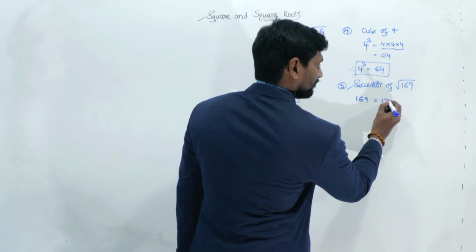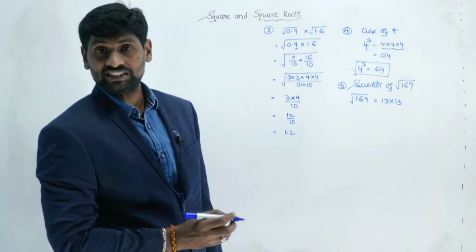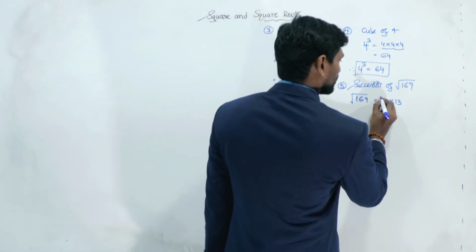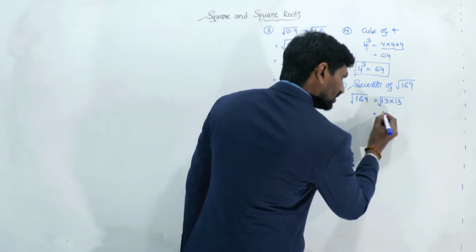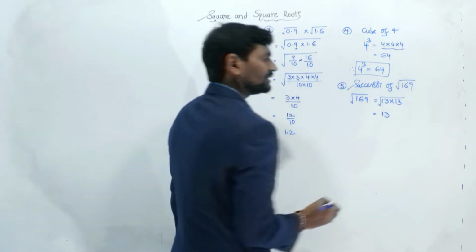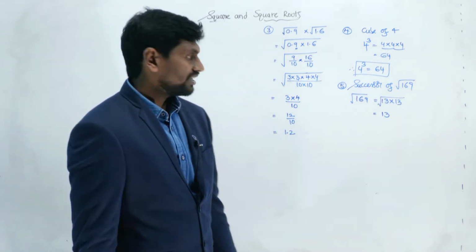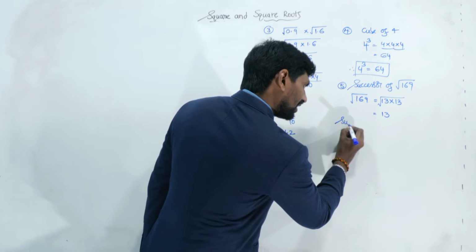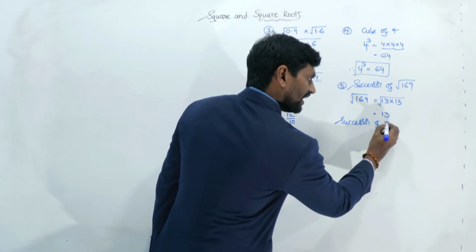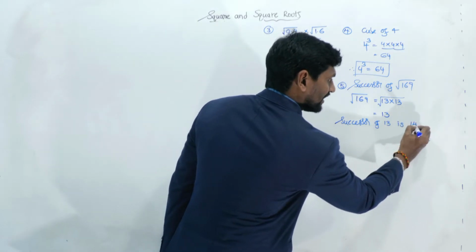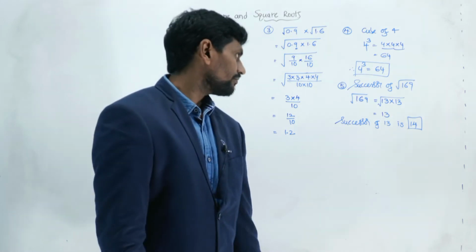169 is nothing but 13 into 13. 13 13s are 169, because 169 is a square number. So the square root of 169 is 13. Then what is the successor of 13? Successor means the immediately next number. The successor of 13 is 14. Our required answer is 14.